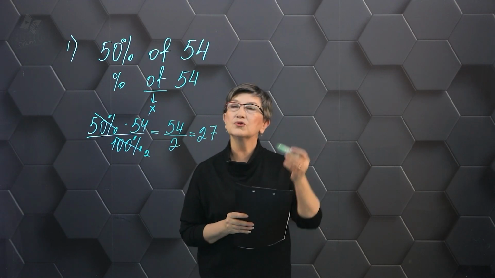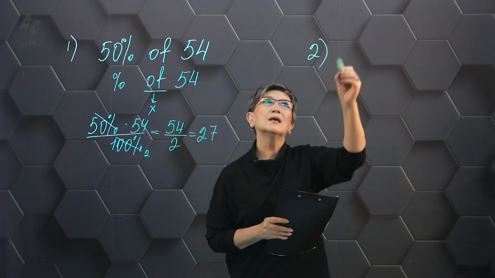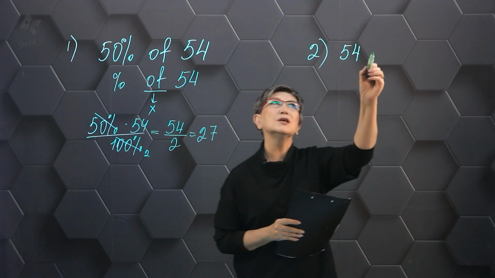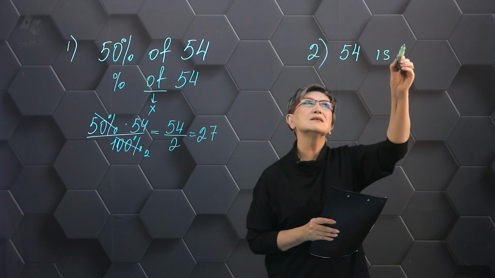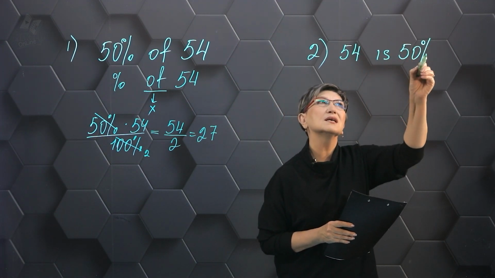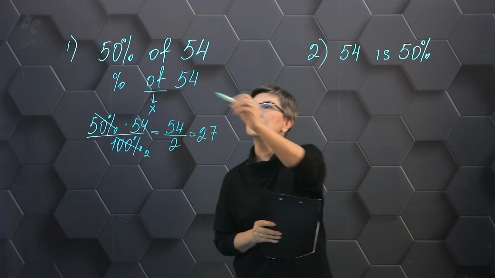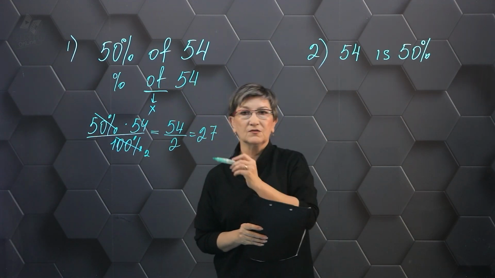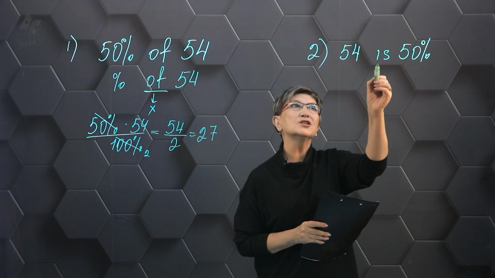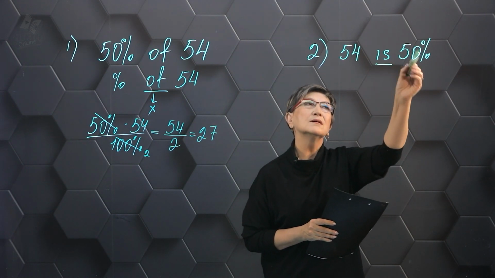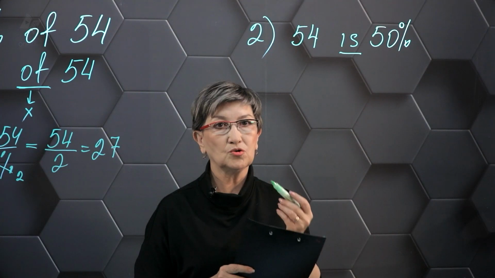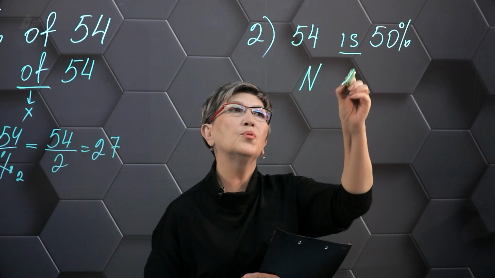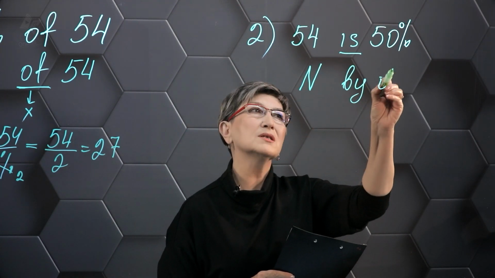Now let's take another problem. 54, the number 54, that is 50%. See the difference? Here's the key thing. It's "of" our number. And here 54, that is 50%. So what do we need to find? We need to find a number by its percentages.